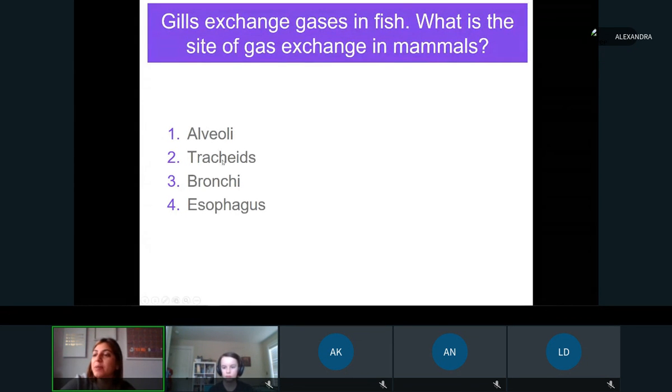So we've got these different options, and we've got a couple people saying the first one, alveoli or ravioli. That's funny. The alveoli. Okay. So anyone else have other opinions of what the answer is? I've gotten 2 responses. There's 18 of you. Anyone else think it could be the tracheids, the bronchi, the esophagus? One of these 4 options. Where do we think the gas exchange is in mammals? Okay, so we've got one for the bronchi. Yeah, what else? Okay.